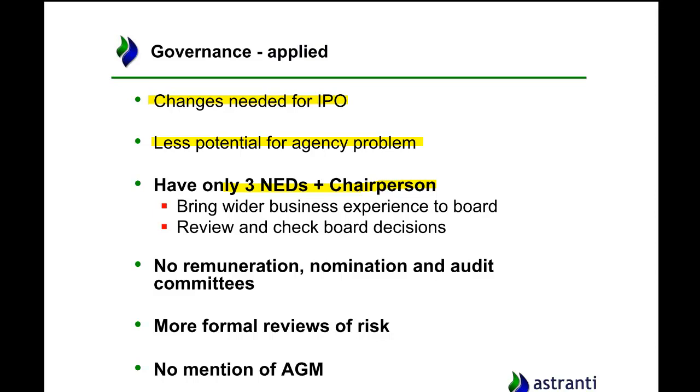At the moment, we only have 3 non-executive directors plus the chairperson, which of course is far less than half the board. Ideally, you would need about 6 non-executive directors to balance it out. And this is good for the company because we can bring in wider business experience, and they will also act as weights to check the board decisions. There's also no mention of remuneration, nomination or audit committees, which, as I mentioned on the previous slide, are very important. They are ways in which we can control the directors to ensure that they are operating in the best interests of the business.